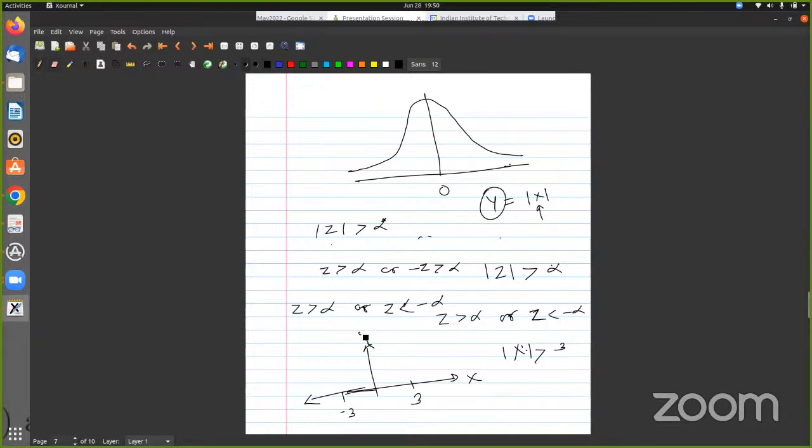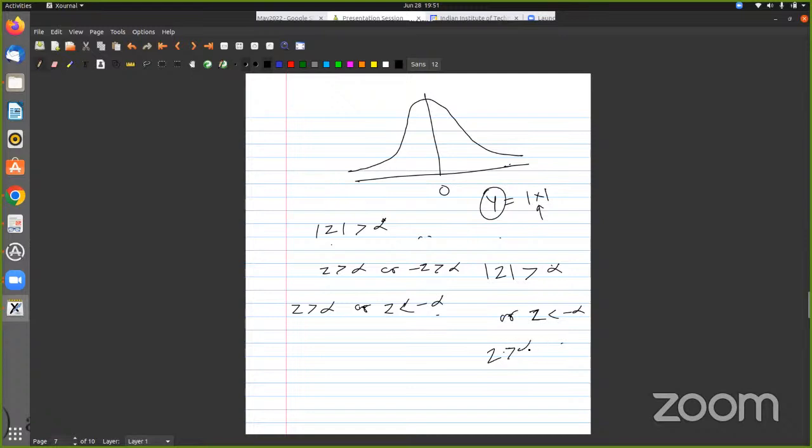At the end I'll try to figure out how to explain this one. For now, we can understand it by graph, because mod x is symmetric about the y axis.